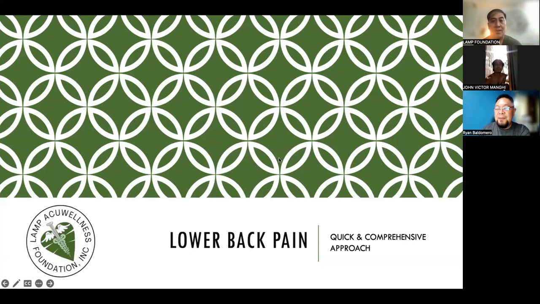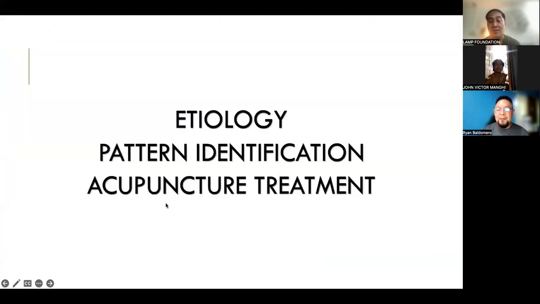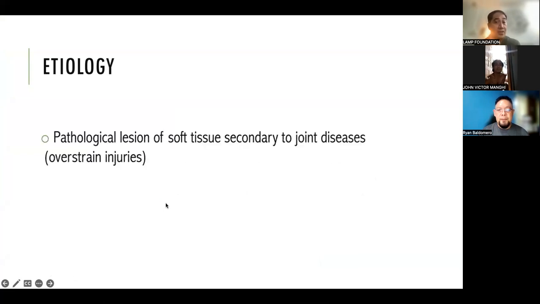Okay. This is a quick and comprehensive approach, so expect everything to be fast. Today, we shall be tackling the etiology, the pattern identification, and of course, the acupuncture treatment. Let's start with etiology. Among the diseases that lead to lower back pain, pathological lesion of the soft tissue is the most common, secondary to diseases of the joints. There are fewer incidences of lower back pain that are the result of vascular pathology. And overstrain injuries are most commonly encountered in soft tissue pathology.